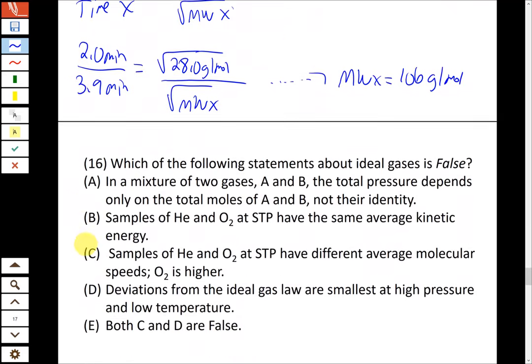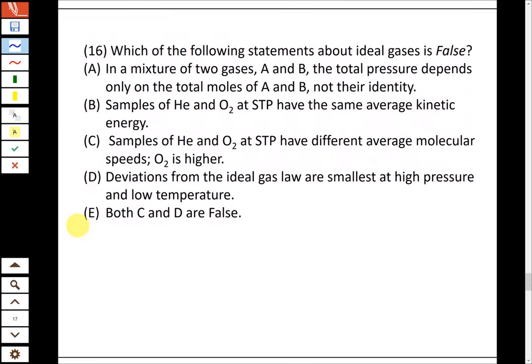Okay, for number 16, we have a conceptual question about ideal gases. We want to know which of the following statements about ideal gases is false. Choice A: in a mixture of two gases A and B, the total pressure depends only on the total moles of A and B, not their identity. So this one is going to be true because, again, in the equation PV equals nRT, it doesn't matter what gas you have, it just matters how much you have. And that's true whether it's a single gas or a mixture.